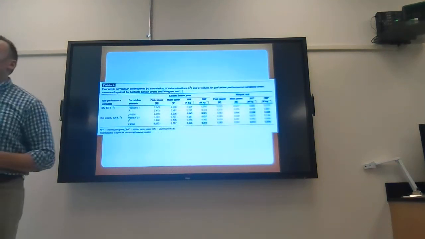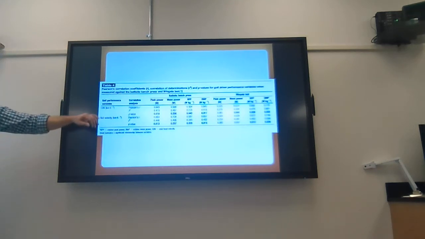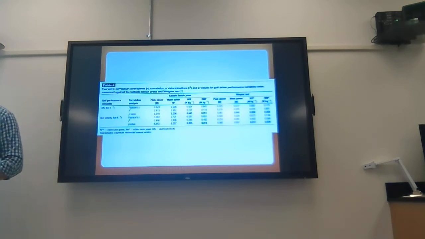So how many of you are golfers or casually? Okay, all right. Over here we have club head velocity. That's how fast your driver is moving just before it contacts the ball at the bottom of the downswing. Club head velocity is going to be a significant factor that determines how far the ball goes off the tee. Ball velocity is how fast the ball is going after contact with the club on the tee. So these are the golf performance variables.